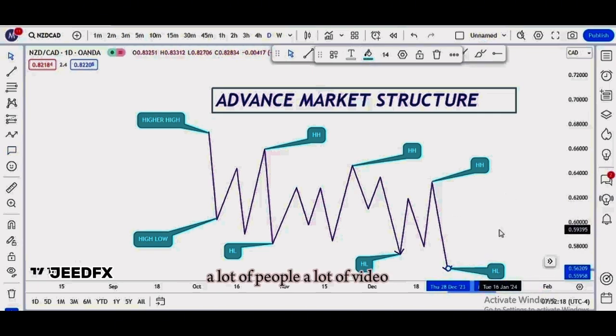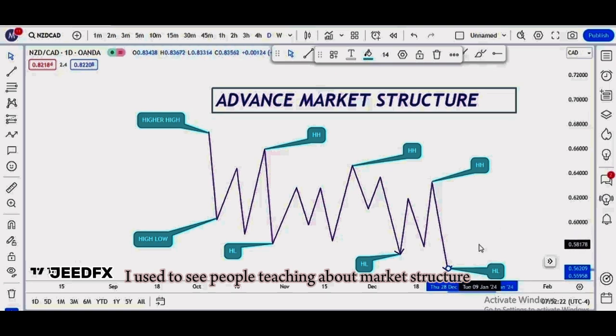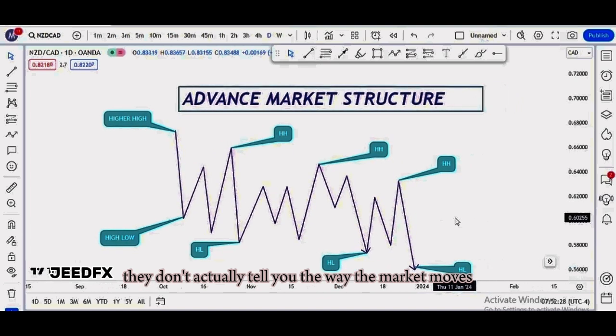But a lot of videos I used to see people teaching about market structure, they don't actually tell you the way the market moves. They don't open the secret to you. They don't reveal the secret for you. They hide it away from you because obviously those people don't want you to make any dime in the market. They don't even want to give you their knowledge. They're hiding all the secret away from you. And today I'm going to be revealing it to you, and you have to pay more attention to this video for you to grab the information I want to send to you.